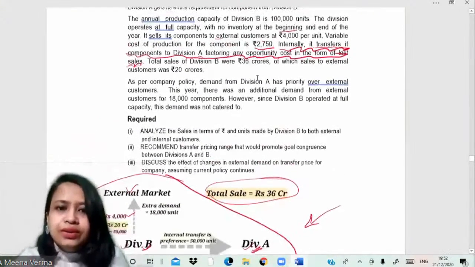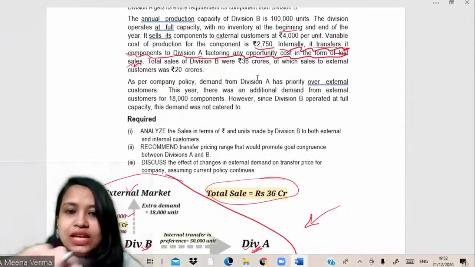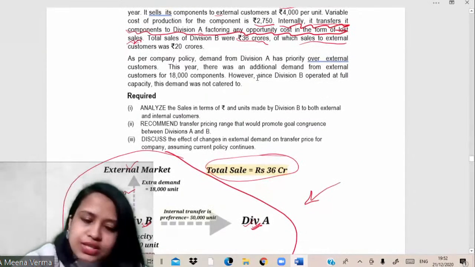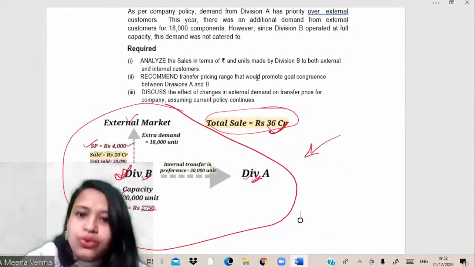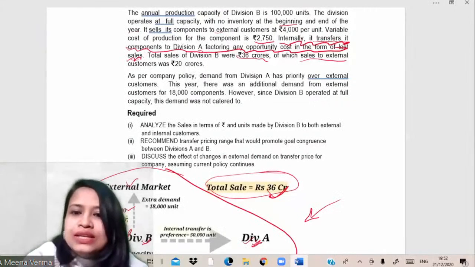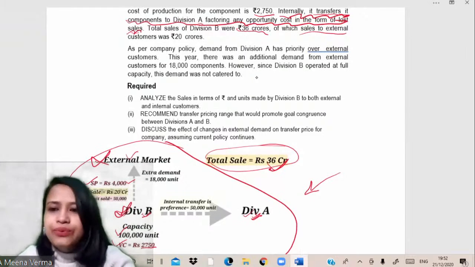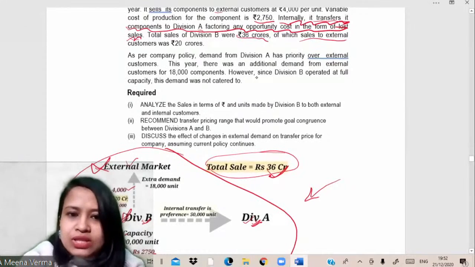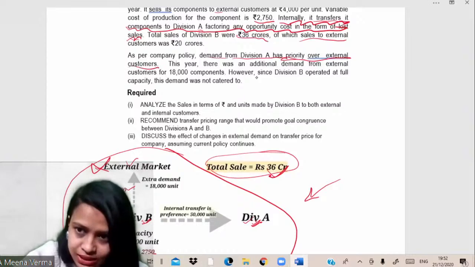So the total sale of Division B is 36 crore, of which, see, I'm repeating this line, the external sale is rupees 20 crore. As per the company policy, demand from Division A has priority over the external customer.